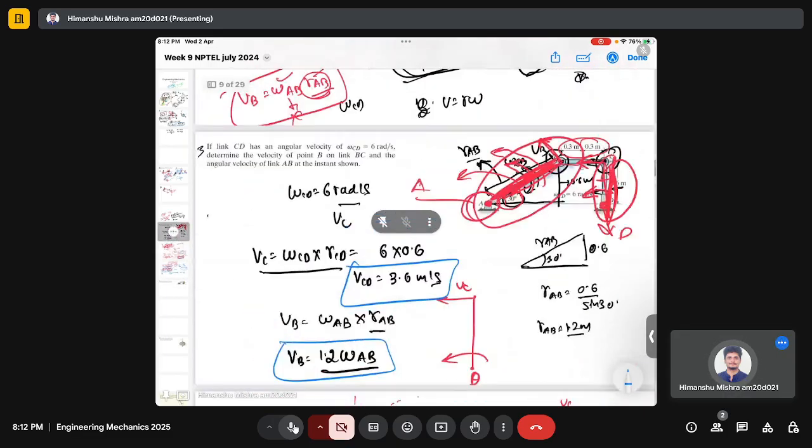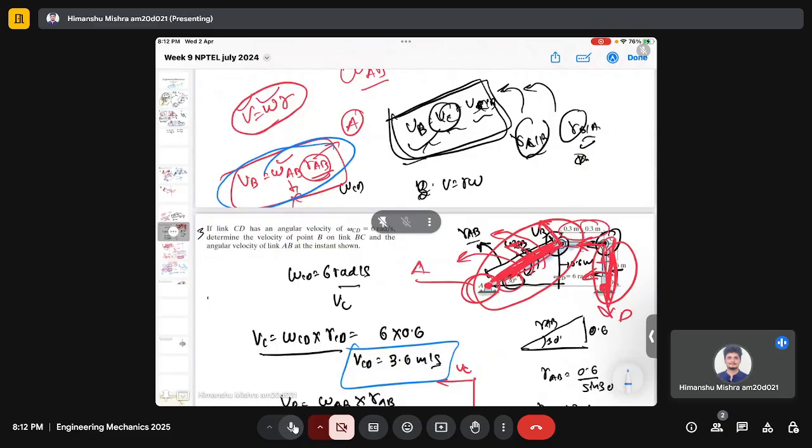Now you can use this formula to find omega AB, because as we discussed, we didn't know omega AB and we didn't know VB, but now we know VB, so we can actually find omega AB. And remember that this relation is not based on the instantaneous center. It is a very general relation that we discussed in the previous class. We are using the instantaneous center concept inside this relation. So this is a very general relation.